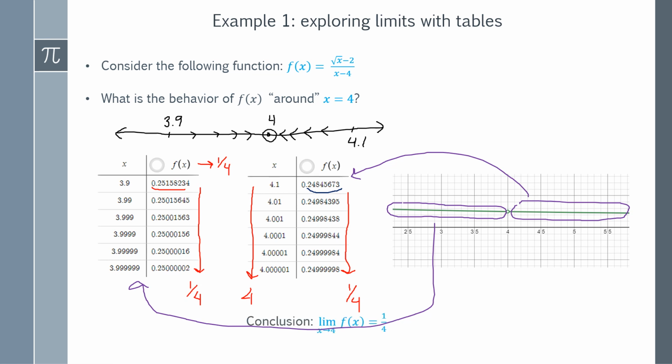Oops, let me go ahead and erase this arrow right here. So this would say what? What is our conclusion? We would say as x goes to 4 from either side, the limit, the behavior of the function as x goes to 4 from either side, is equal to 1/4. So this is your first introduction to a formal notation of a limit of a function.